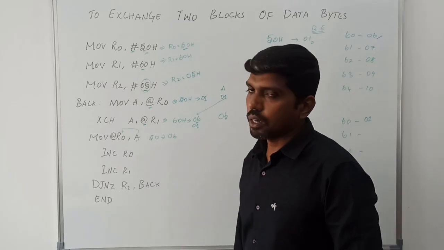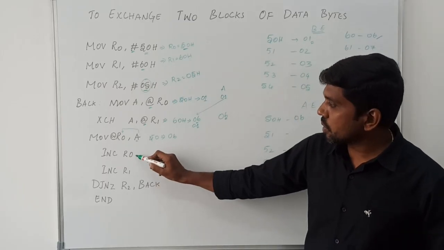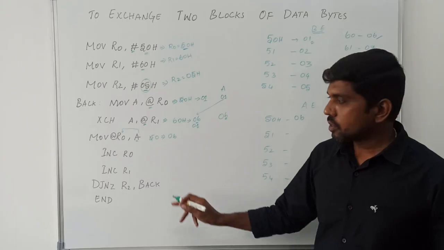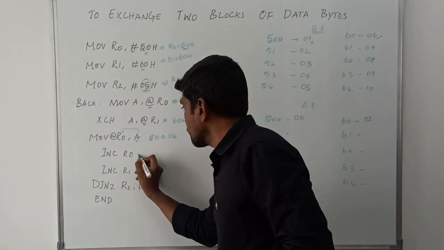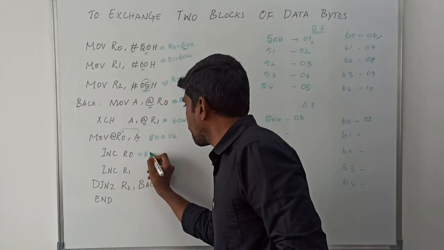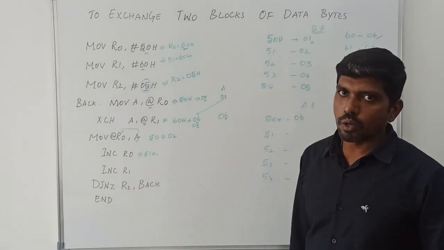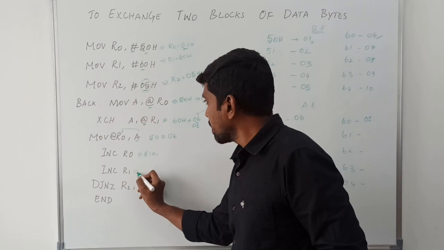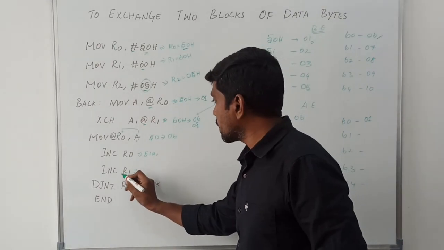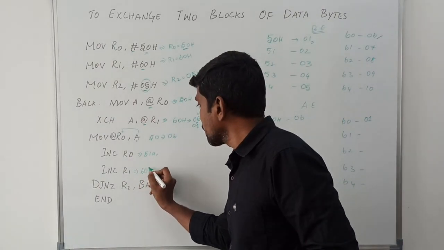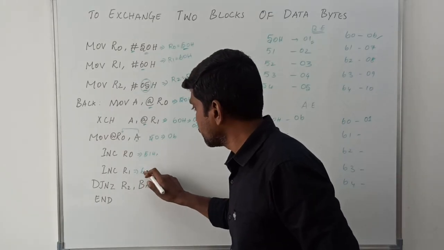Then INC R0. Before execution, the R0 value is 50H. After execution of this instruction, the R0 value is 51H. Then INC R1. The R1 value was previously 60H. After incrementing, this value goes to 61H.